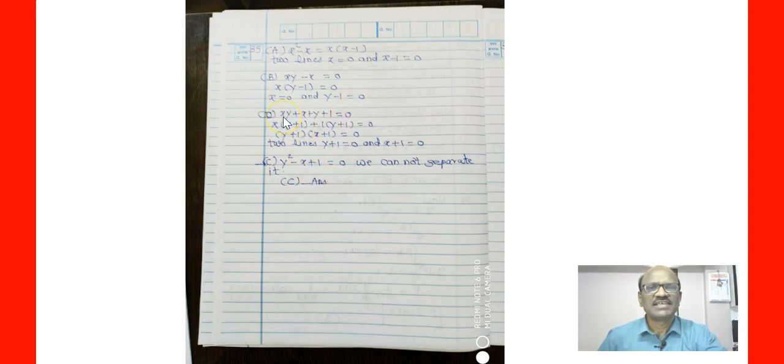And for the next, that is xy plus x plus y plus 1, again split up. Then you will get (y plus 1) in the first bracket, (x plus 1) in the second bracket: y plus 1 equals 0 and x plus 1 equals 0. And what about the next, that is x square, y square minus x plus 1 equals 0. We cannot separate this equation, and hence option C is the correct one. It does not represent the joint equation.